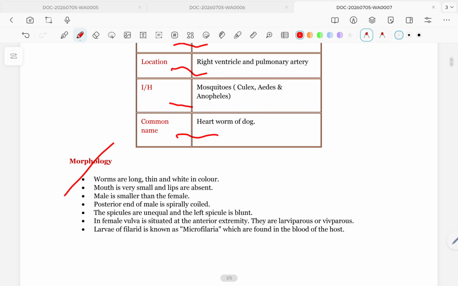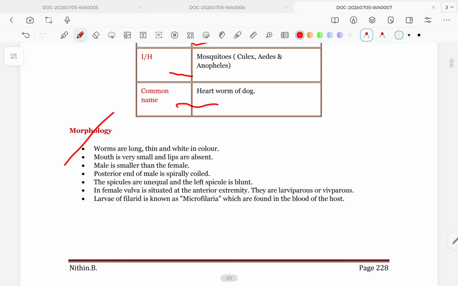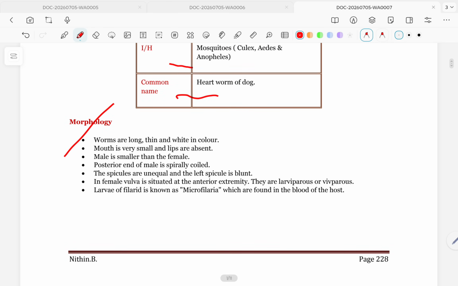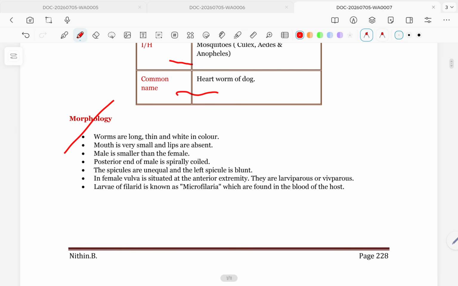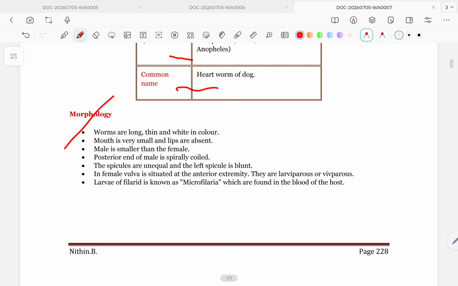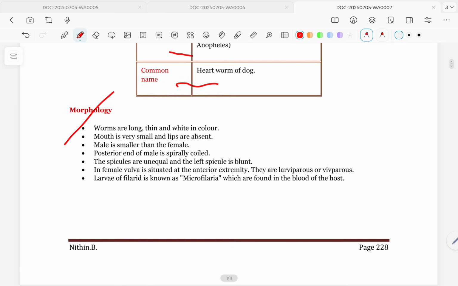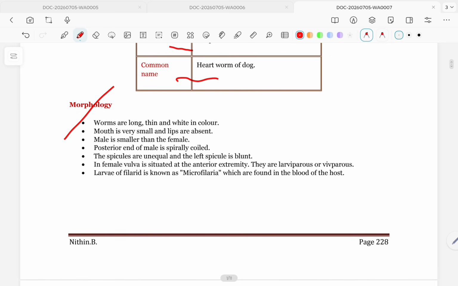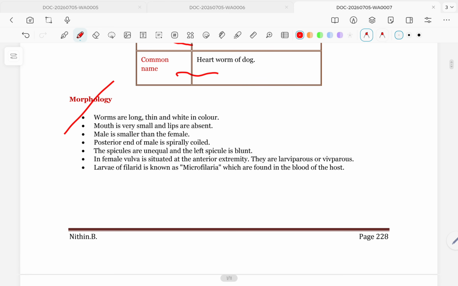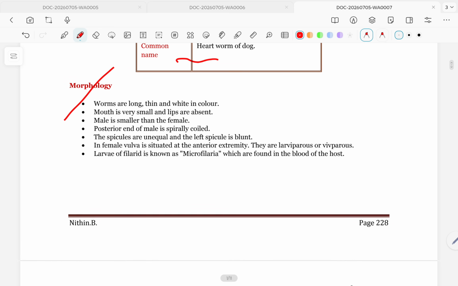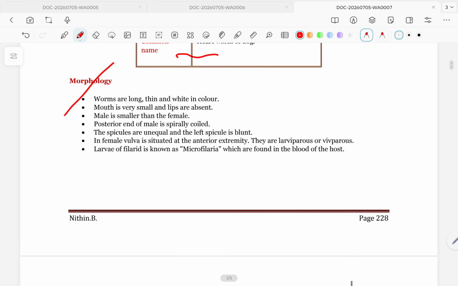Morphology. Worms are long, thin and white in color. Mouth is very small and lips are absent. Male is smaller than the female. Posterior end of male is spirally coiled. The spicules are unequal and the left spicule is blunt.